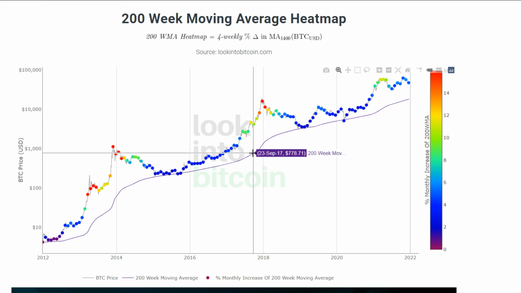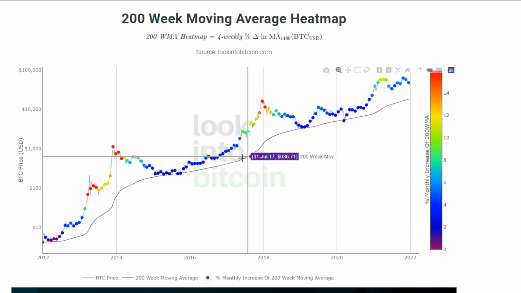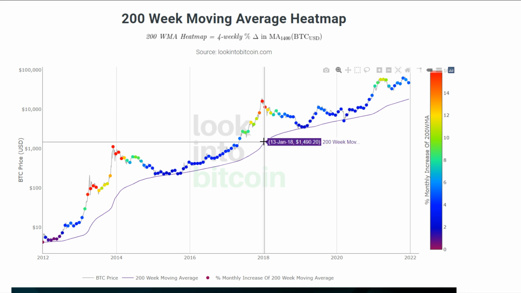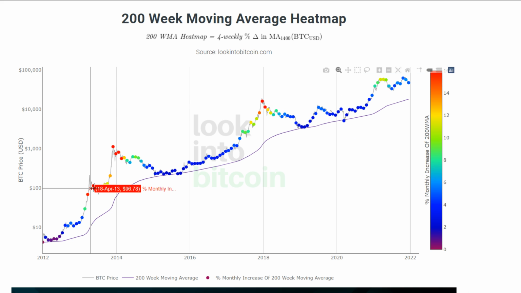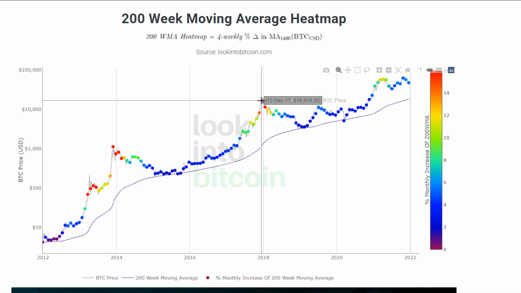And when that's happening, we see a massive increase in the 200-week moving average. And during those points where we see the biggest increase in this moving average, that brings these dots towards the top of the scale into the red territory. And so basically anytime we see the red show up on this chart, that is how you know that we are potentially reaching the bull market top.